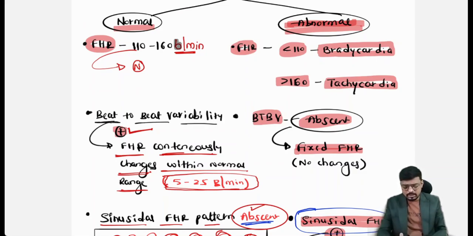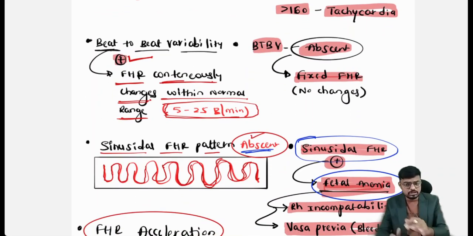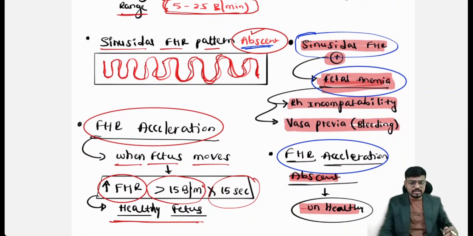And the sinusoidal heart rate pattern should be absent. There should not be any sinusoidal heart rate pattern. If it is present, that indicates it's abnormal, and that indicates fetal anemia. That may be due to Rh incompatibility, or due to vasa previa. The next one is the fetal heart rate acceleration.